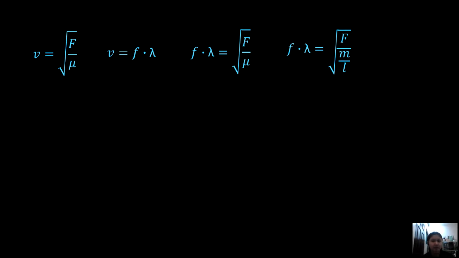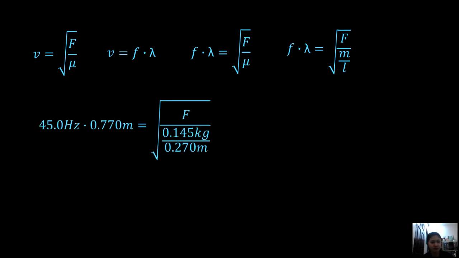Since we're given the mass and the length in the problem, we can use those variables in solving for mu. So plugging in the values, the frequency, which is 45 Hertz, multiplied by the wavelength, which is 0.770 meters, is equal to the square root of the tension or the force divided by mu, where mu is equal to the mass divided by the length.